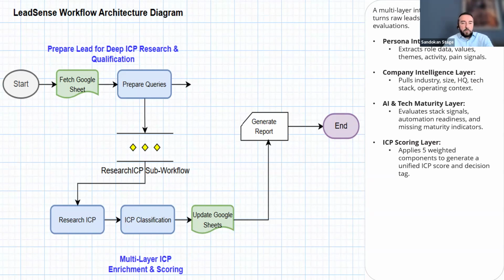And to do that level of research manually, where you're analyzing personas, pulling company data, evaluating tech stacks, synthesizing it all, that would take a human analyst, I don't know, around 30 minutes or so per lead. That's 6.5 hours for 13 leads. Lead Sense did this in 10 minutes for $2.40.